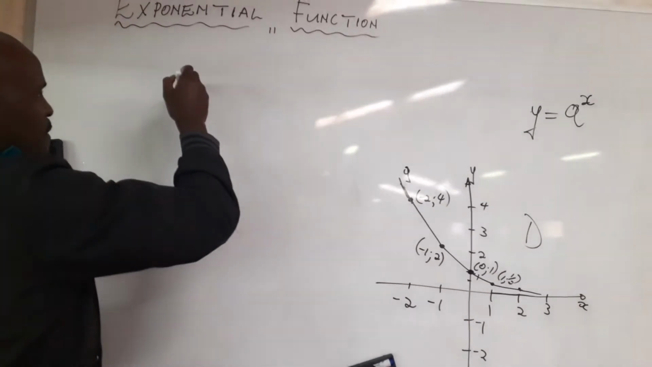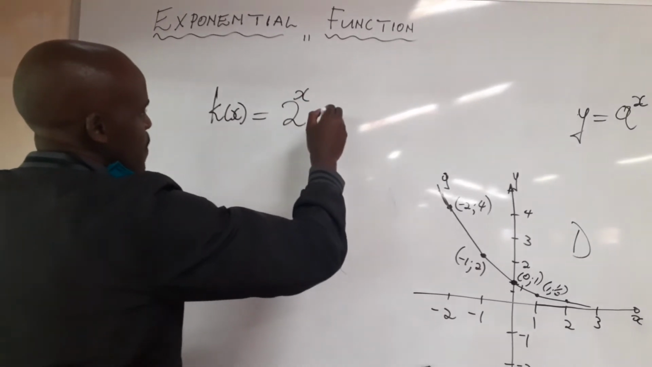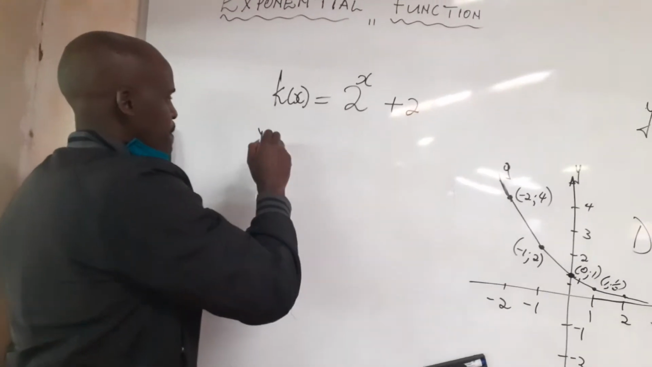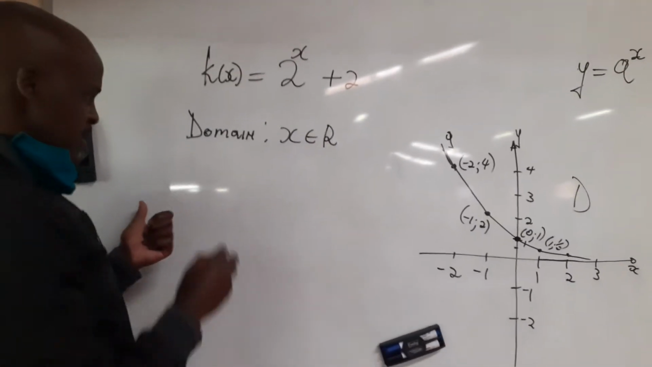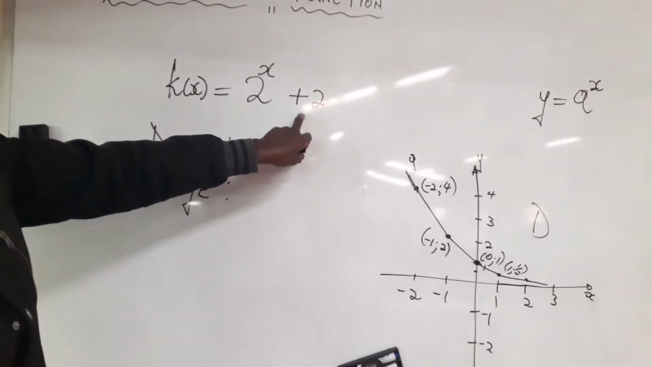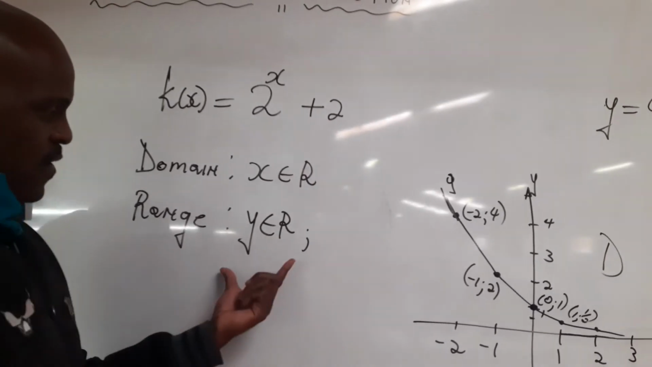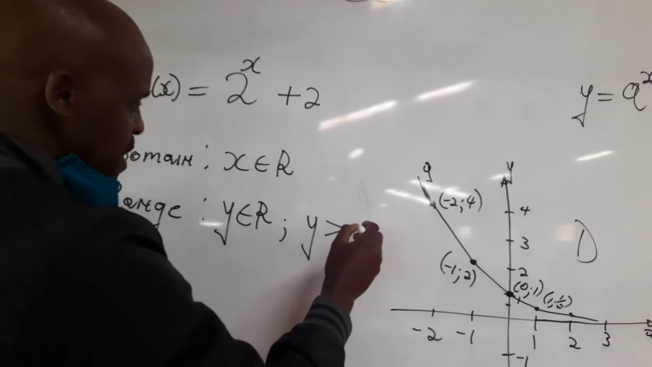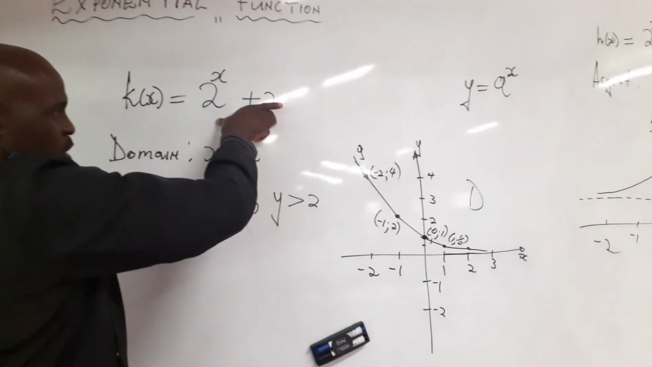So while we are still there, for the domain, x is an element of real numbers. And then for the range, without even sketching the graph, you just go to the value of p. y is an element of real numbers, but those values of y must be above 2 for this graph to exist. So y must be greater than 2 for the graph to exist. You just look at the value of q.